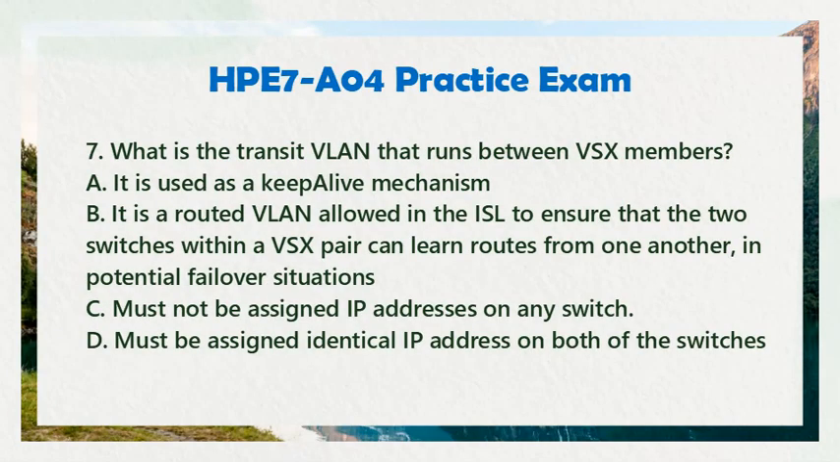7. What is the transit VLAN that runs between VSX members? A. It is used as a keep-alive mechanism. B. It is a routed VLAN allowed in the ISL to ensure that the two switches within a VSX pair can learn routes from one another, in potential failover situations. C. Must not be assigned IP addresses on any switch. D. Must be assigned identical IP address on both of the switches.